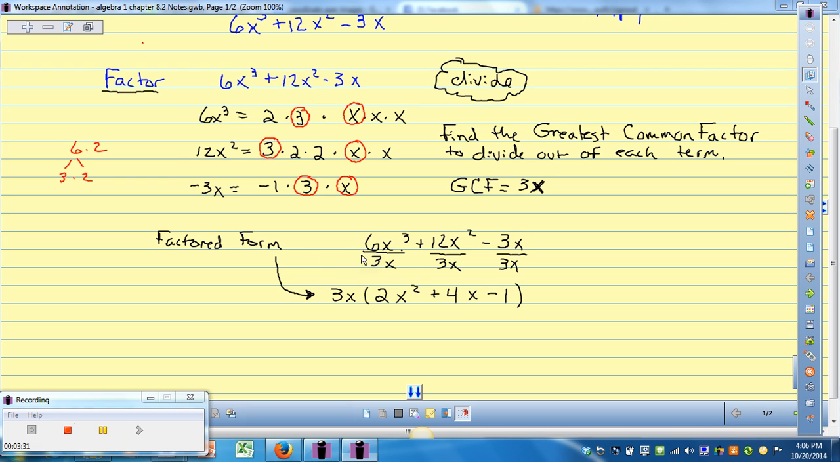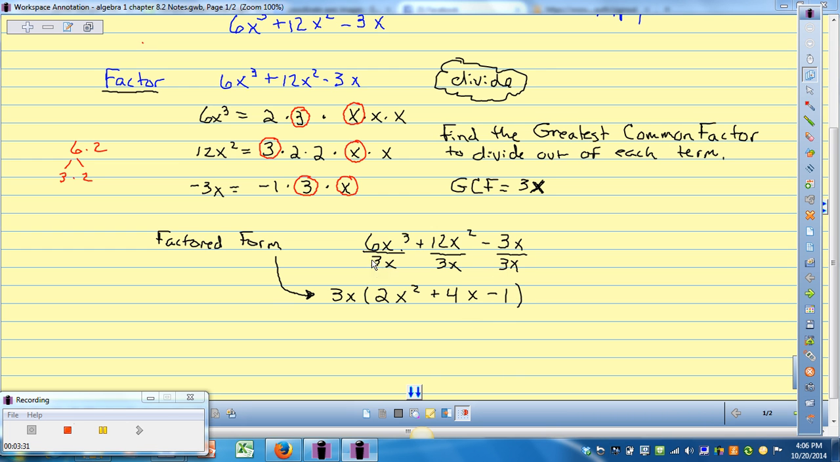So our initial expression that we started with this time was 6x cubed plus 12x squared minus 3x. And we need to divide each one of those terms by 3x. 6x cubed divided by 3x, well, 6 divided by 3 is 2. And x cubed over x is x squared. 12x squared divided by 3x will give us 4x. And negative 3x divided by 3x would give us negative 1.